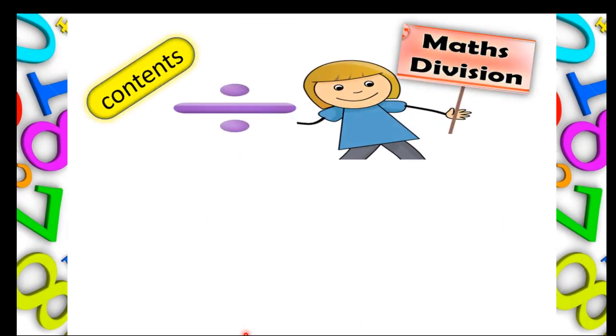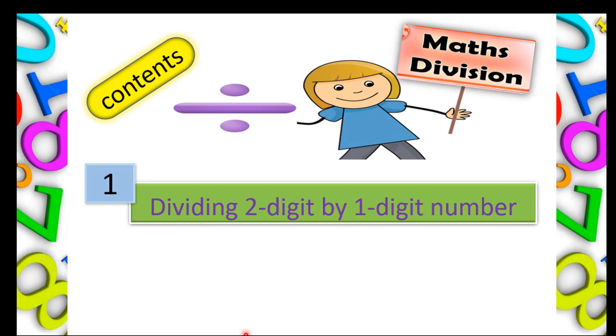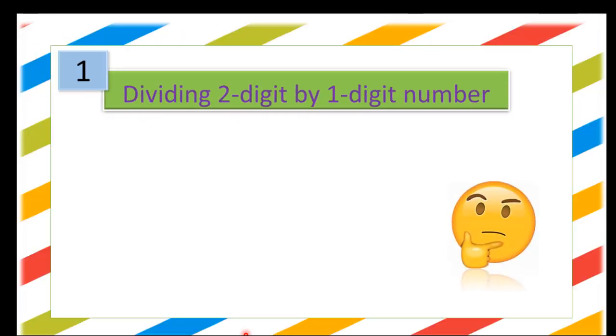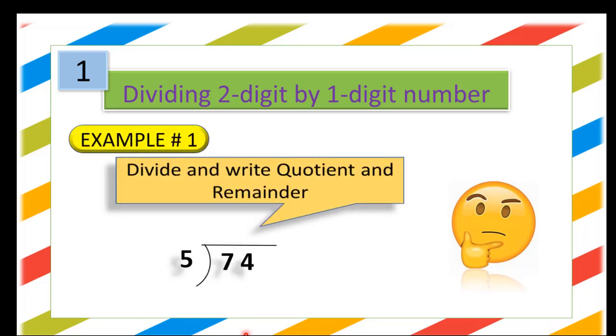The topic of today is division, and its contents are dividing 2 digit by 1 digit number and dividing 3 digit by 1 digit number. First of all we will discuss dividing 2 digit by 1 digit number. So let's see the example. Example number 1: we have to divide 74 by 5 and write its quotient and remainder.